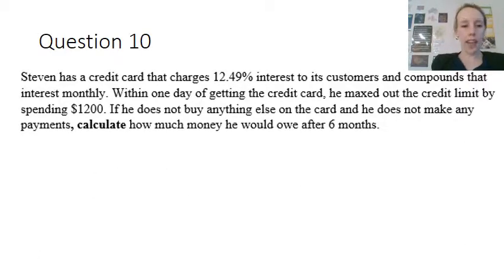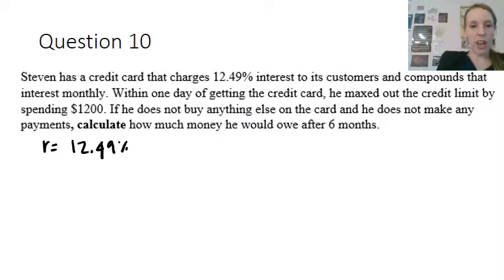Okay, so question 10. Stephen has a credit card that charges 12.49% interest to its customers and compounds that interest monthly. Within 1 day of getting the credit card, he maxed out the credit card limit by spending $1,200. So if he does not buy anything else on the card and he does not make any payments, calculate how much money he would owe after 6 months. Okay, so we need to work out the things we know. So we know the rate. So the rate is 12.49%. So that's how much his credit card will charge him, how much the interest rate will be. We know N, which is obviously the time. So we know the time, which is 6 months.